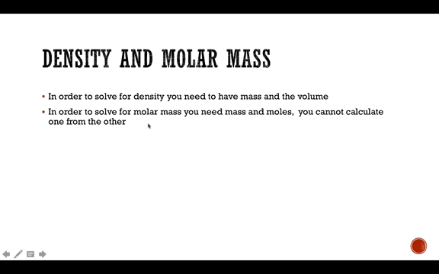Sometimes they also ask for molar mass, and if you want that, you have to have the mass, which usually comes from lab data where you've weighed something, and the number of moles, okay? Remember, molar mass is grams per mole, so you need the mass and to divide that by the number of moles that you have. Density would be mass divided by volume, so you need the mass of that substance and the volume of that substance as well.